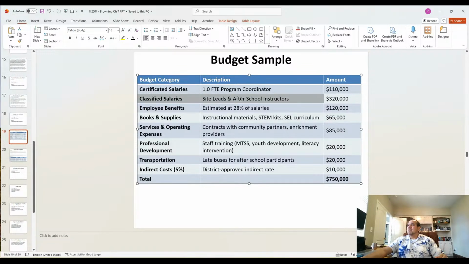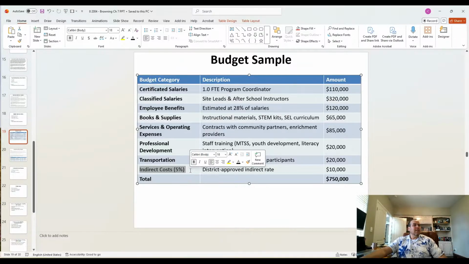You have classified salaries, benefits at 28%, books and supplies, services and operating expenses, professional development, transportation, and indirect costs at 5%. A lot of times that could be higher. That could be sometimes up to 15%. Actually, 15% is very standard. 15% indirect just means that the district, or the school, probably the district, is going to make 15% on the grant, and they need that money for their own administrative overhead. Okay.